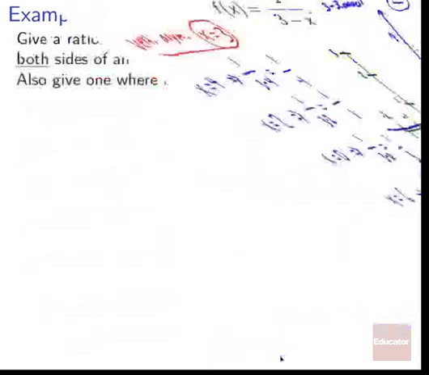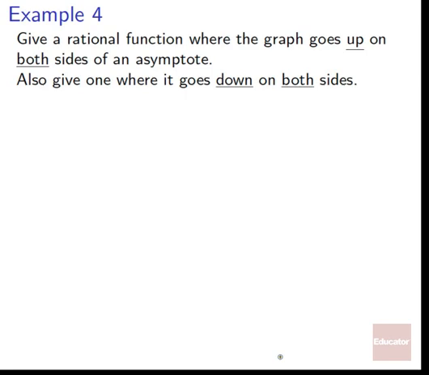Great. Final example, example 4. Give a rational function where the graph goes up on both sides of an asymptote. Also give one where it goes down on both sides. So far we've always seen our asymptotes where on one side it goes up and the other side it goes down, or maybe the other way, right? But is it possible to create something where it's going to go up on both sides, or down on both sides?